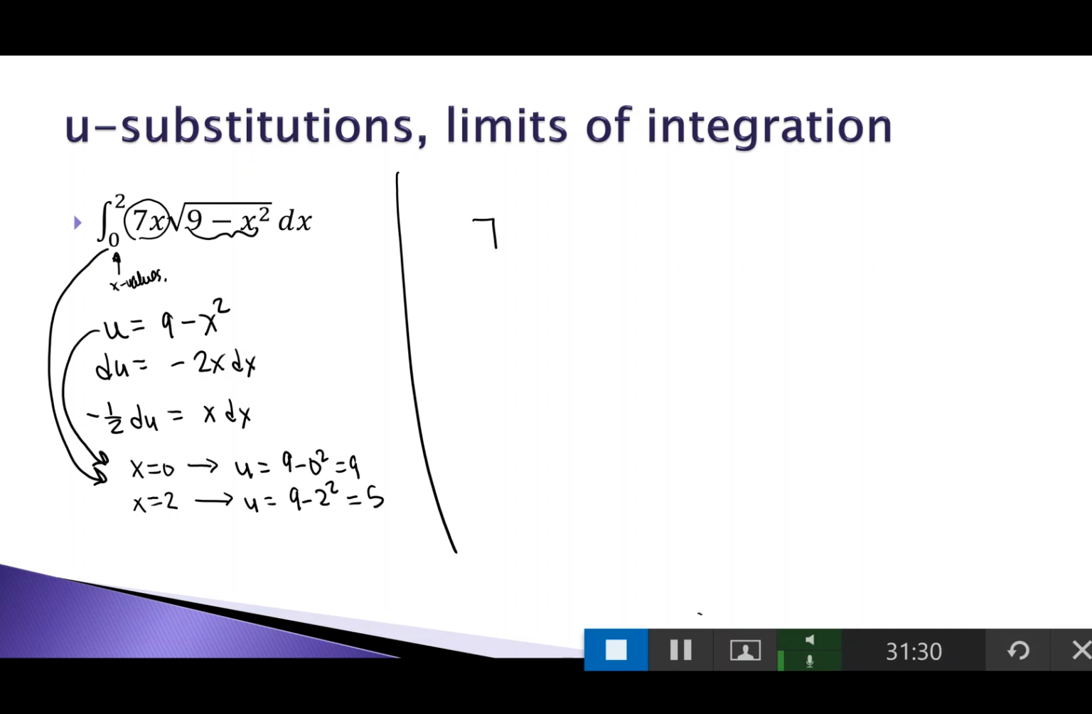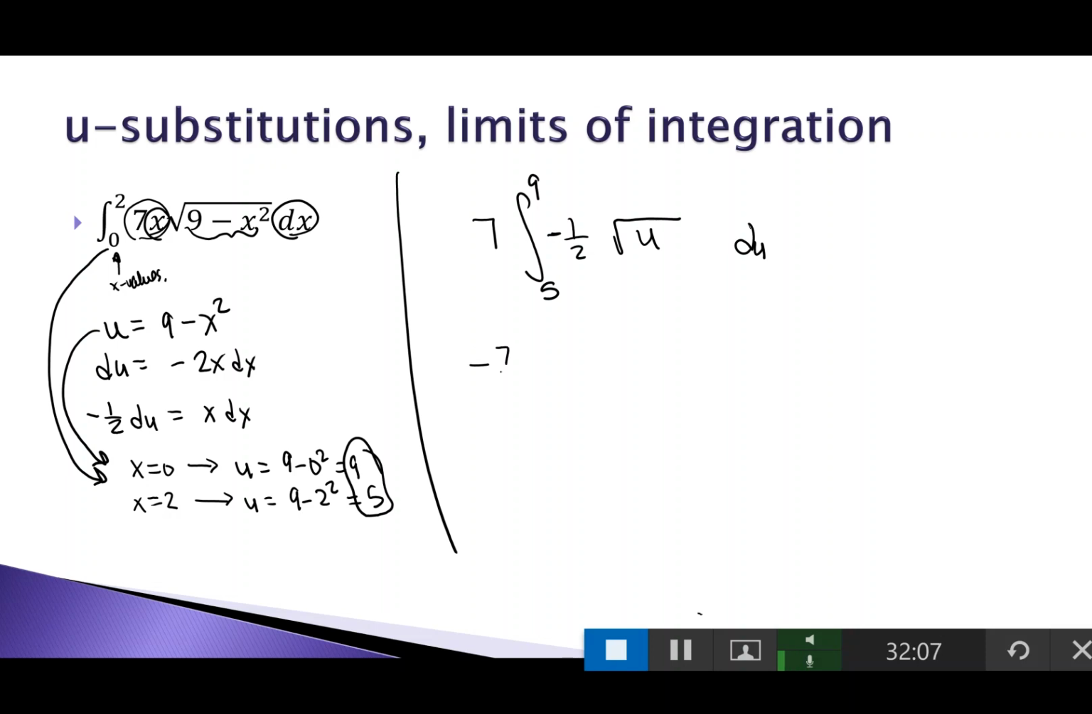The 7 I can carry outside. The x dx becomes a negative 1/2 du. The square root is still a square root, but inside the square root I have a u instead of a 9 minus x squared. And now my limits of integration become a 5 and a 9 because I changed them with that same thing. Everything is in terms of u now, so I do not need to change back to x's when I do my integration.